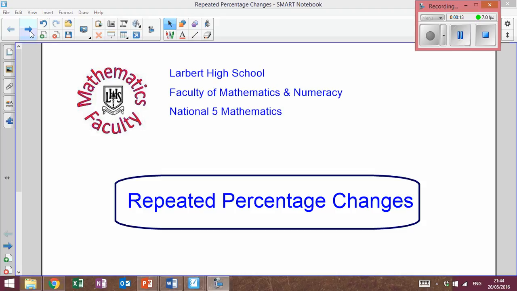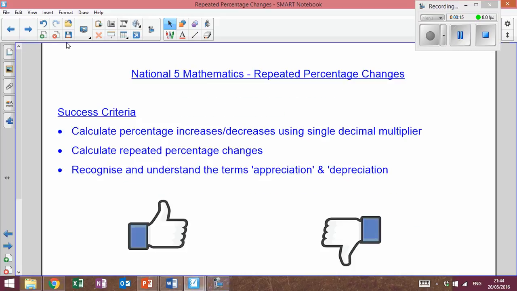Okay, first we're going to look at just 4 examples, but before that, let's see what we're going to learn. There are 3 things we want to be able to do from this video. We want to be able to calculate a percentage increase and decrease using a single decimal multiplier, which may be a slightly different method from what you've used before, but is definitely the most efficient. Calculate a repeated percentage change and then recognise and understand the terms appreciation and depreciation in relation to that.